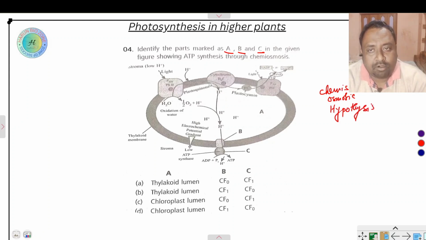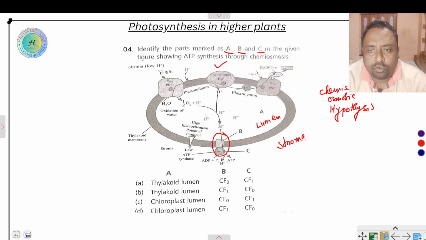This is the thylakoid membrane. In the thylakoid membrane, photosystem 2, photosystem 1, the electron carrier cytochrome b6f complex, and the ATP synthase are present. Inside the thylakoid membrane is called the lumen. This portion is called lumen and this is called stroma.